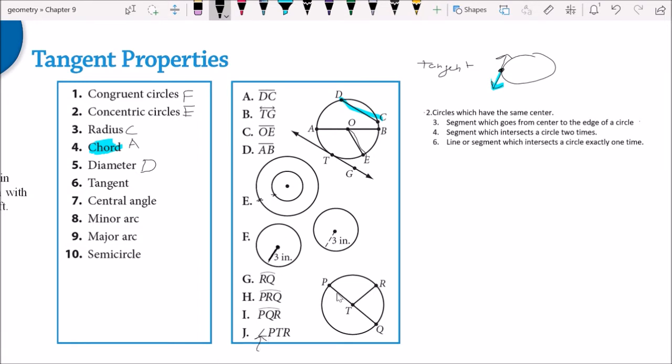Okay, so let's double check. PTR, and that's an angle that does occur at the center of the circle where T is the center. So that is going to be the answer for central angles. That's J. All right, minor arc and major arc.